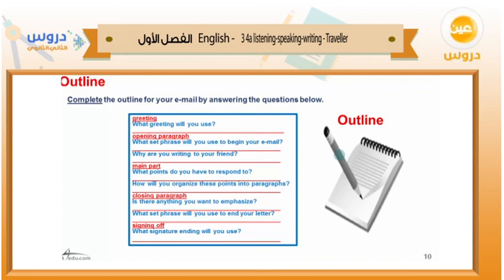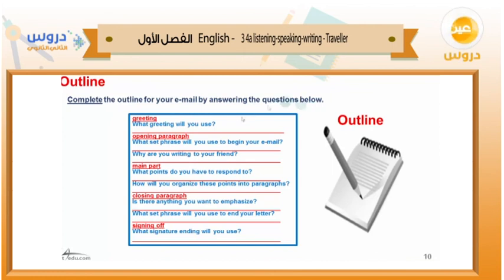So what is that outline? If you have taken a look at that terrible photo that is causing too much water pollution, someone asked you to help. How can you help if there is such pollution near your city or in your city, or you've seen it somewhere? So there is an outline to write this kind of reply. So complete the outline for your email by answering the questions below.